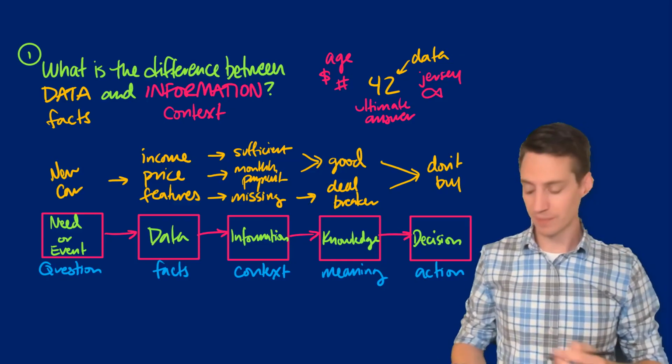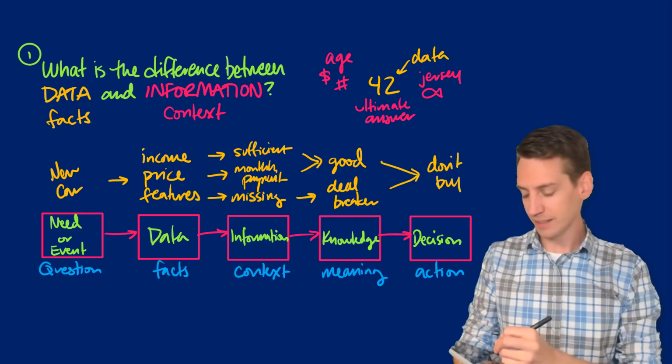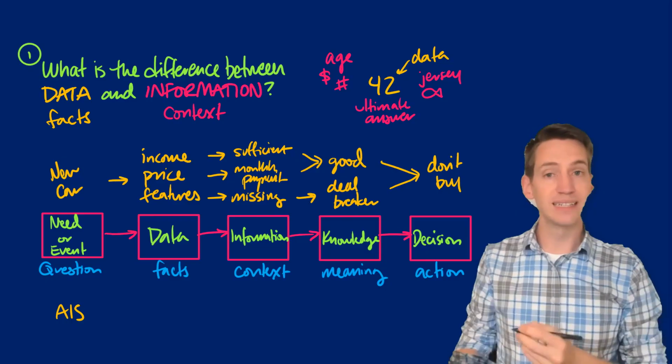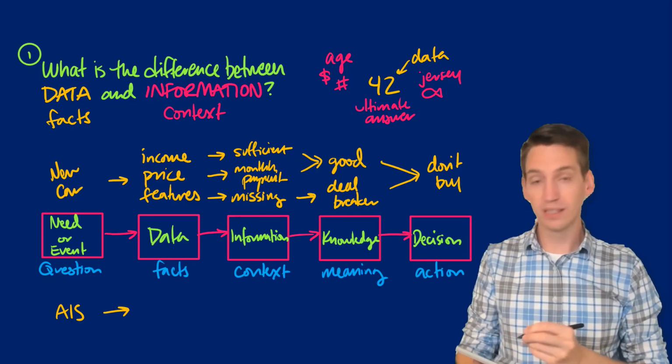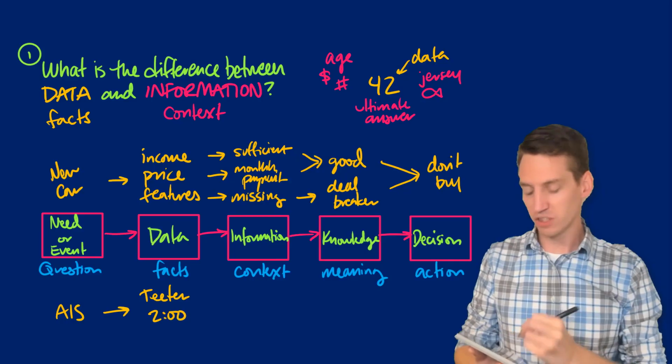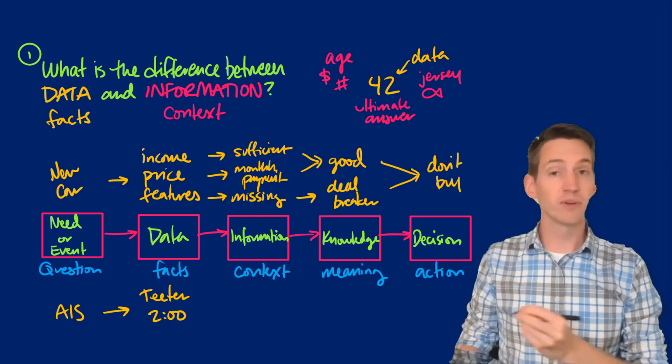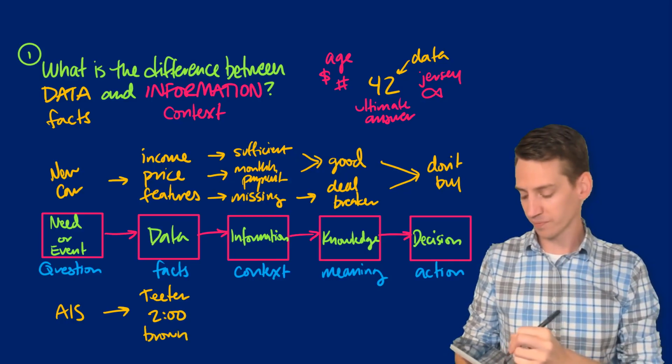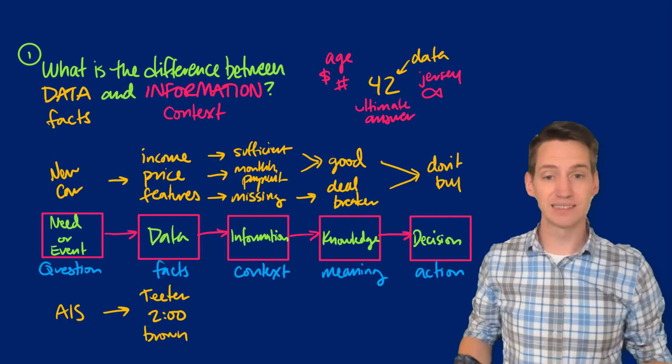Let's look at one more example. I have a need to take accounting information systems. Data related to the accounting information systems, well, it's taught by Professor Teeter. It's given at 2 o'clock in the afternoon. Professor Teeter has brown hair. Okay, these are all facts.